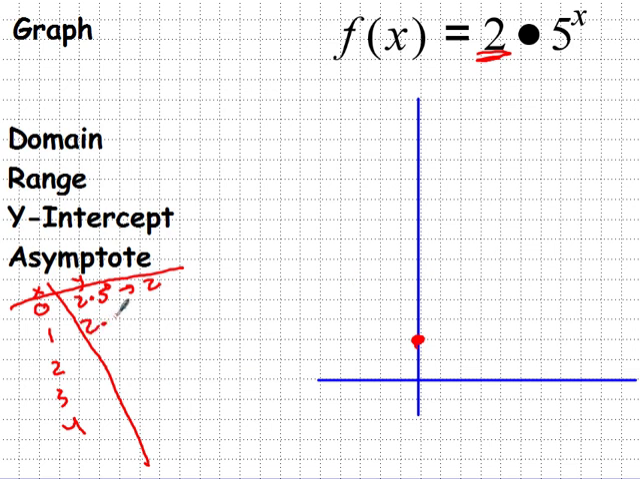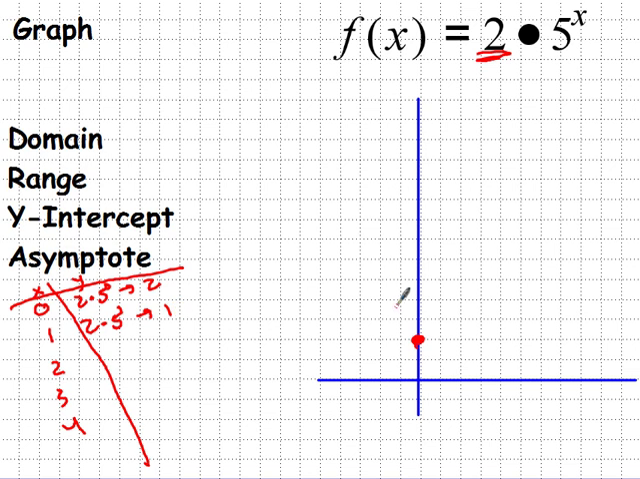But now if I have 2 times 5 raised to the power of 1, well, it's 2 times 5, which is 10. So when x is 1, we have 10. That's going to be way up here. So it's 1, 2, 3, 4, 5, 6, 7, 8, 9, 10. So right away, some of you are looking like this graph's not going to work very well because look at how fast we're moving up. So here's what I'm going to do instead.